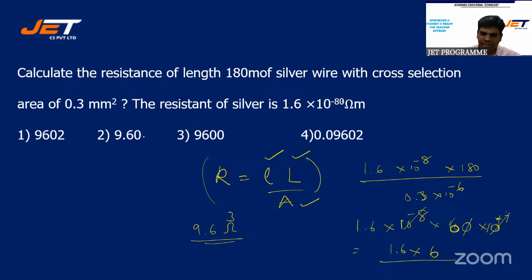All right. Look at this. I've done the calculation here. 1.6 into 10 power minus 8 into 180 divided by 0.3 into 10 power minus 6. This can be written as 3 into 10 power minus 7. 10 power minus 7 and 10 power minus 8, it's cancelled out. What remains is 10 power minus 1. 3 and 180, 180 divided by 3 is 60. 60 into 10 power minus 1 is 6. So 1.6 into 6 is 9.6.